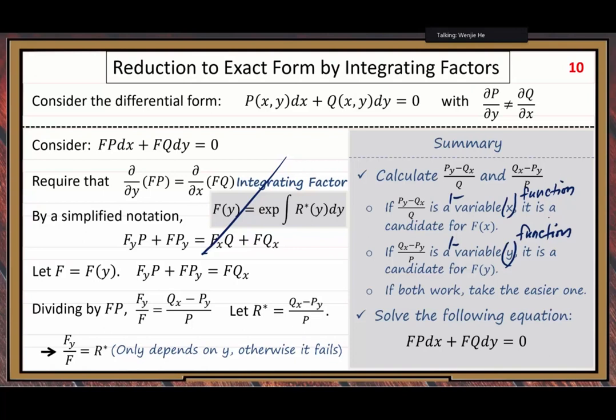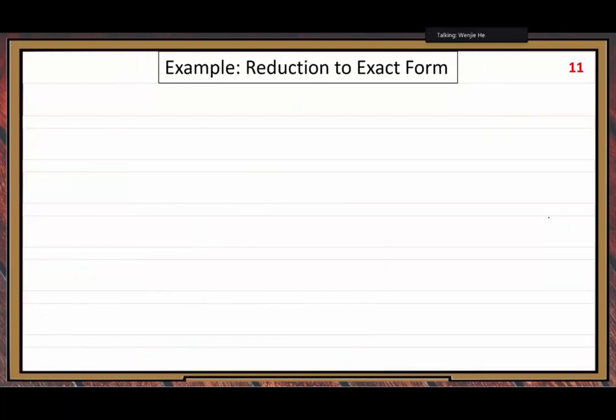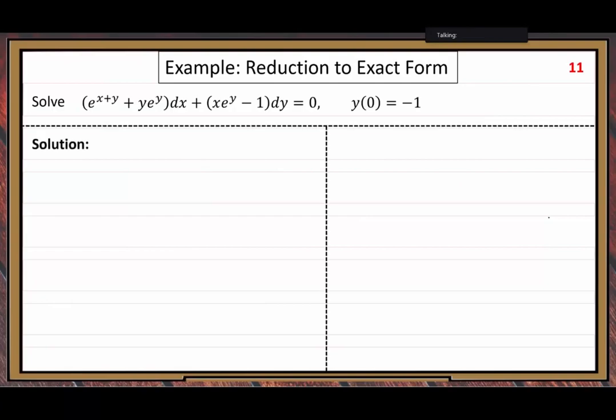All right. Then we do one example, so we complete part D. One example to show you this method: reduction to exact form. Solve this ODE. Because at the end, if there is a constant, we need to use this initial condition to determine the constant. All right, P function, Q function.